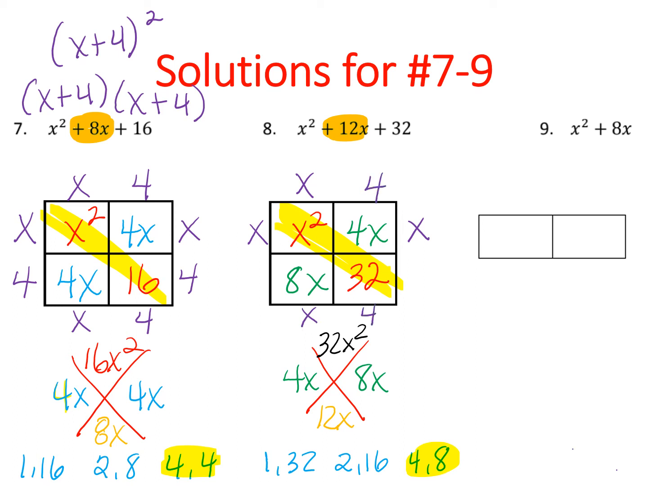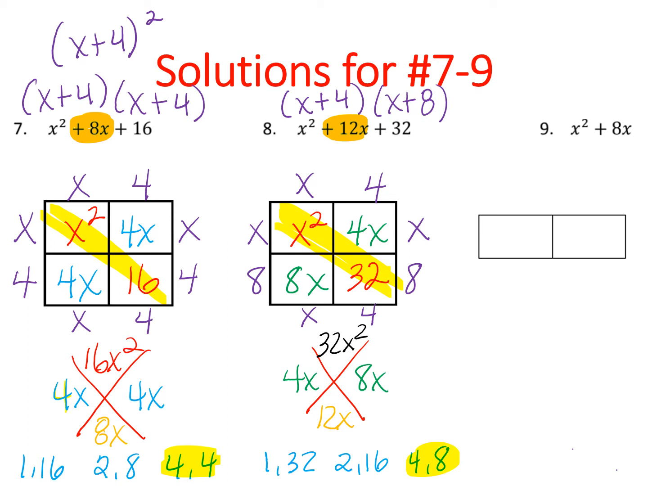Fill in the 4 at the bottom. X times 8 would give us 8x. So the right hand side is also 8. Double check, is 4 times 8, 32? Indeed it is. So our two factors are x plus 4 and x plus 8.